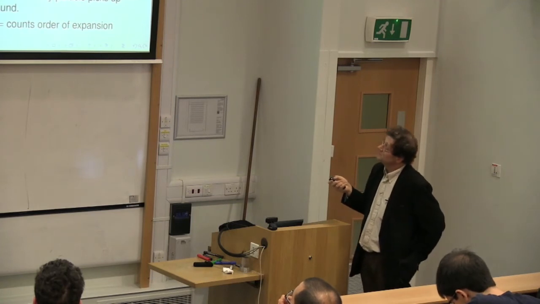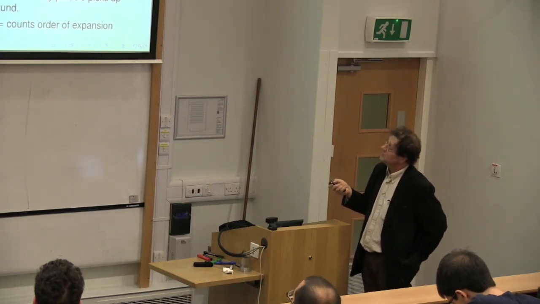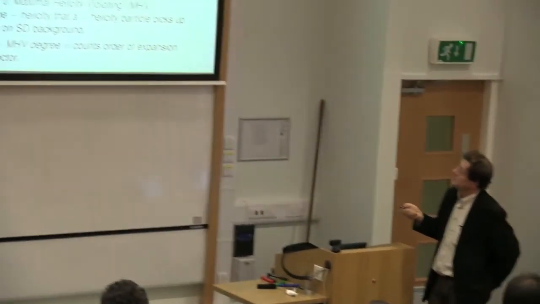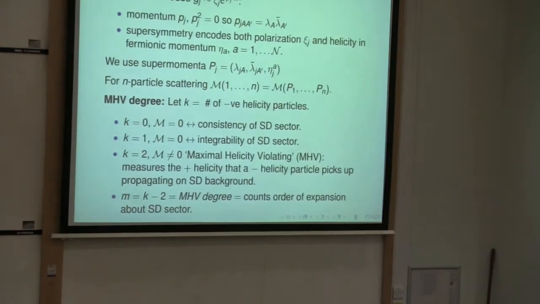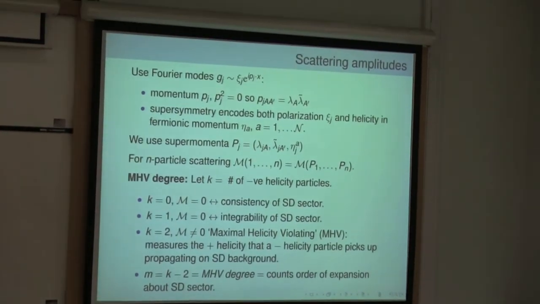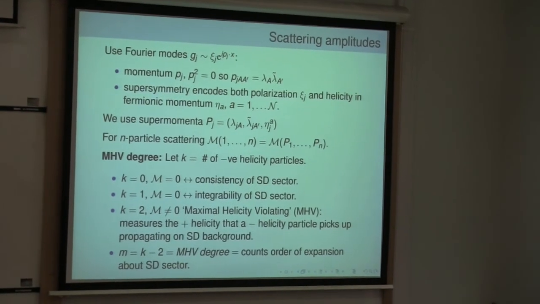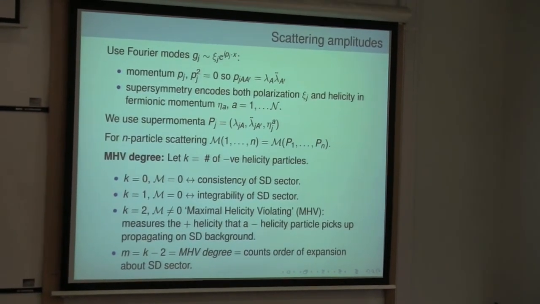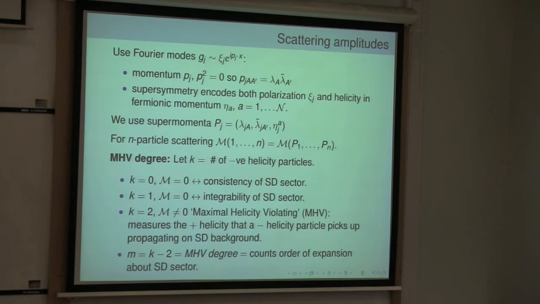So the first non-trivial amplitude is the case where there are two negative helicity particles, and this has become known as the MHV amplitude. And this would be the focus of much of what I'm saying, although I'll show you formulae for all helicity, or all MHV degrees. So all values of k are now known.